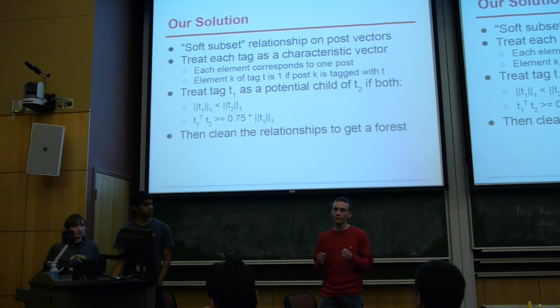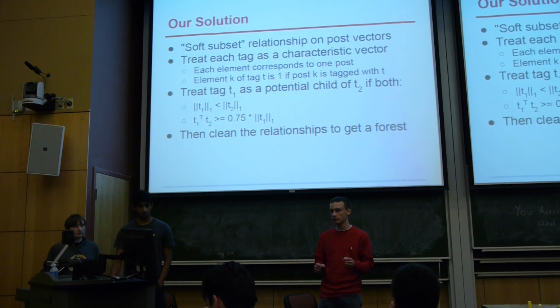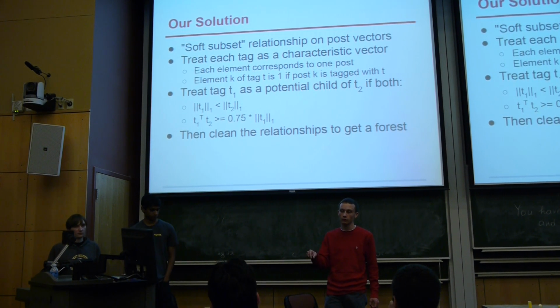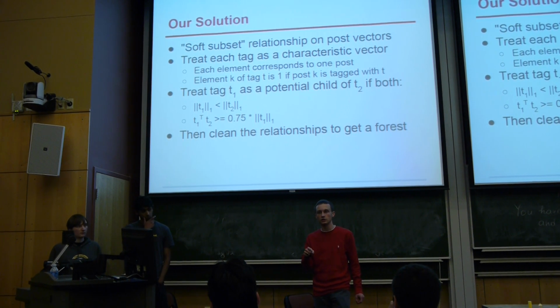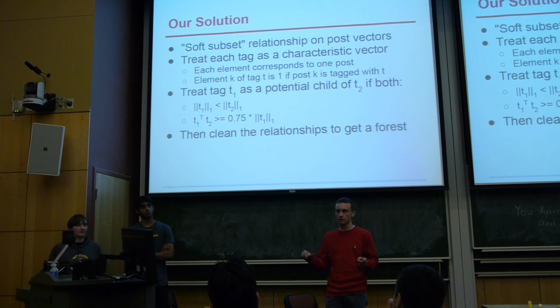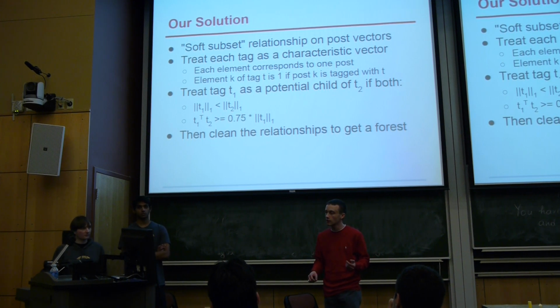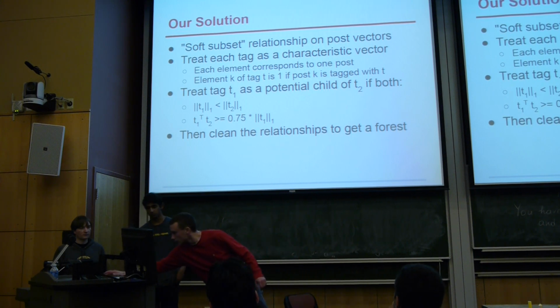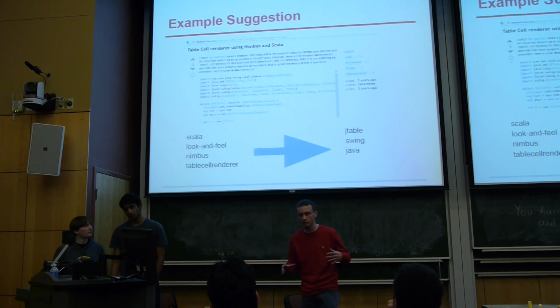So the first thing that we did is remove grandparents. So if Swing is a child of Java, and JTable is a child of Java and a child of Swing, we get rid of the JTable to Java relationship, because JTable is a child of Swing, which is a child of Java. So we don't need to keep the extra relationship in there. And then we build the maximal set of trees out of this. There are algorithms for finding the maximal set of directed nodes. And the resulting forest gives us a hierarchy over tags.